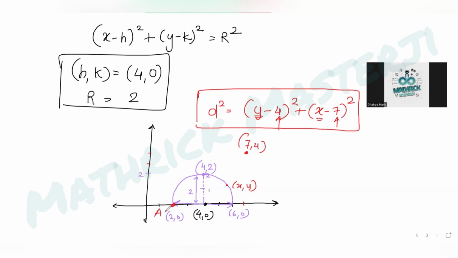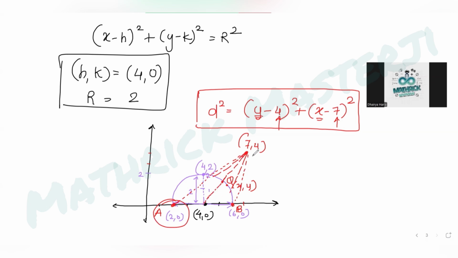Now let's try to find the maximum and the minimum values. If I draw various lines from this point to this circle, the maximum distance I will always get is when I connect this 7 comma 4 with this point A. And the minimum line I will get from 7 comma 4 will be perpendicular to the tangent to this circle. So that is Q. If I extend it, it will meet the center of the circle.